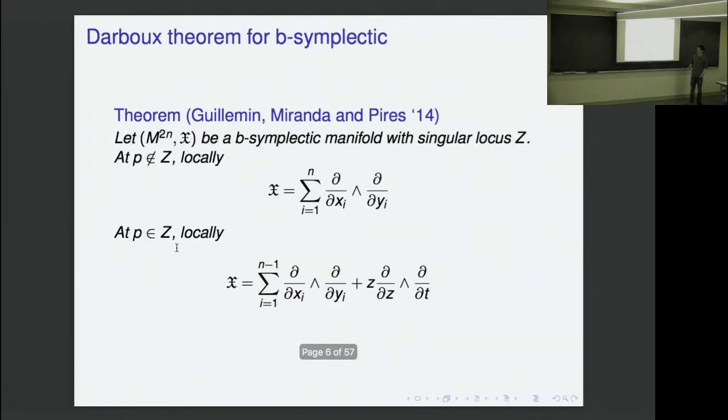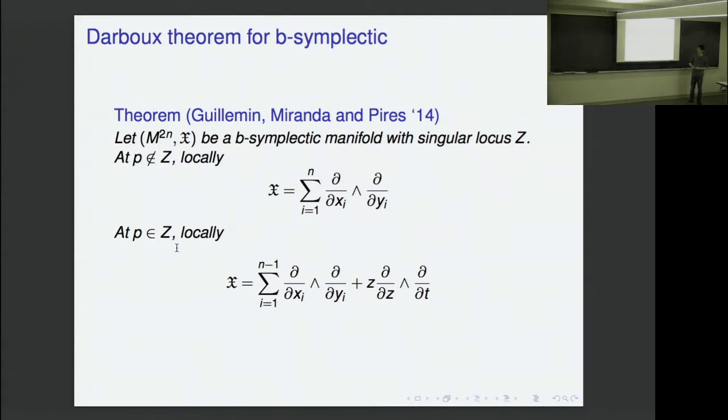And it turns out that the b-symplectic manifold is not far away from the symplectic manifold. For example, there is also a Darboux theorem for the b-symplectic manifold, such that the bivector can be given as a standard non-degenerate bivector like this, far away from the singular locus. Near the singular locus, there is a mild degeneracy, and you can write the bivector in such a standard form.